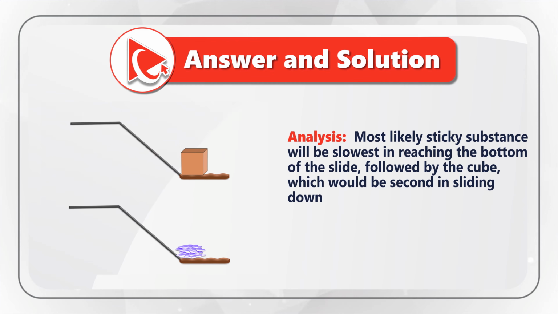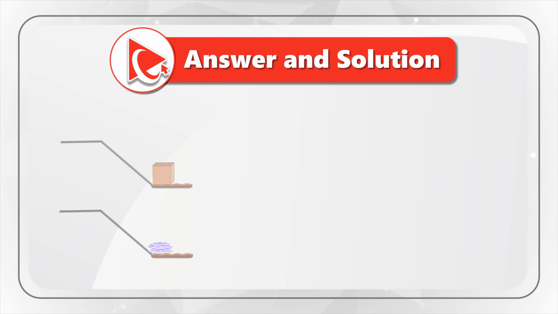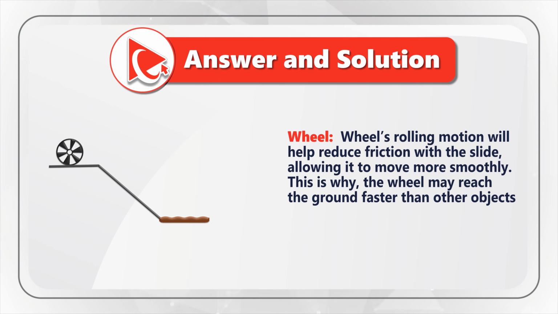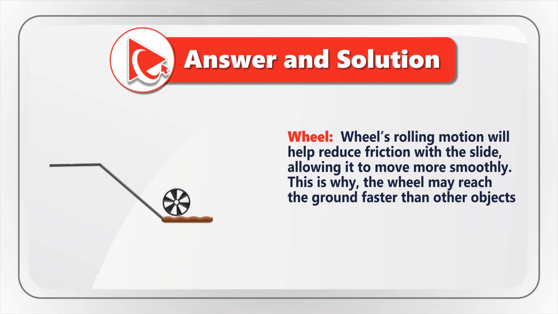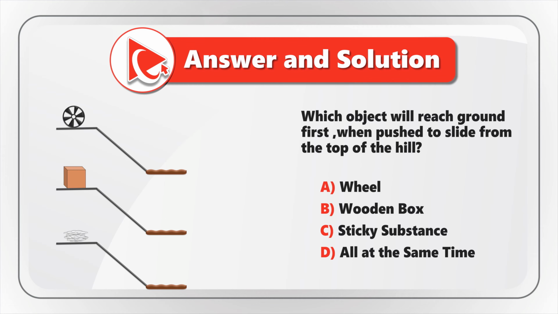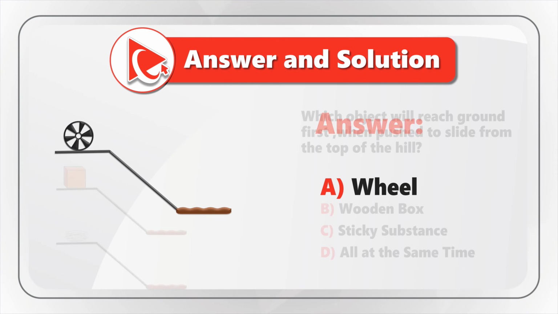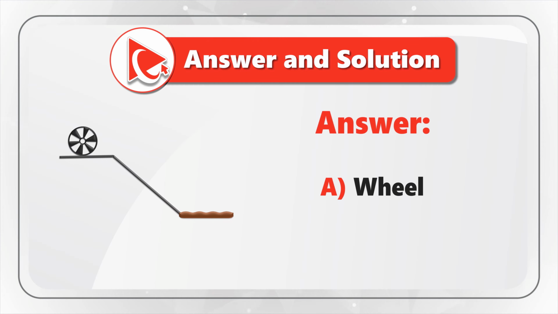So, as you might have guessed, I am putting my bets on the wheel. I think the wheel's rolling motion will help reduce friction with the slide, allowing the wheel to move more smoothly. This is why the wheel may reach the ground faster than all other objects. This is why I think the correct answer is choice A, wheel, because the wheel will roll and will have minimum friction to reach the ground.